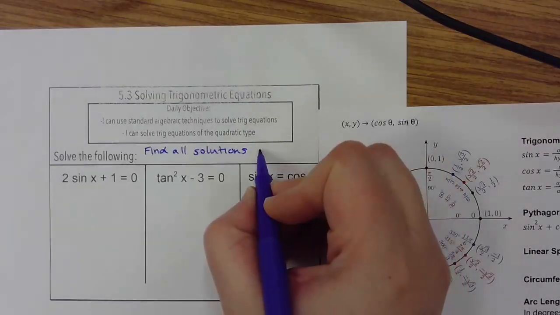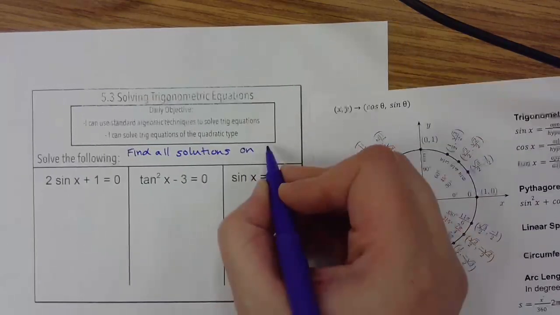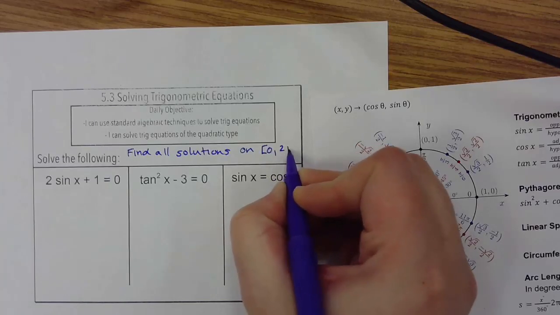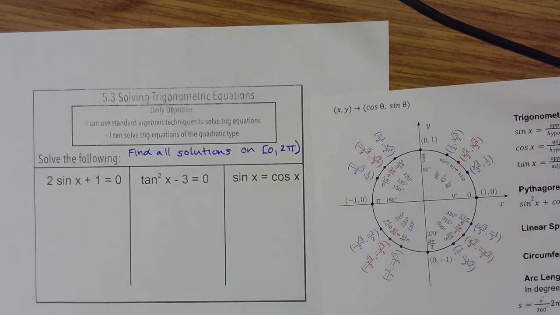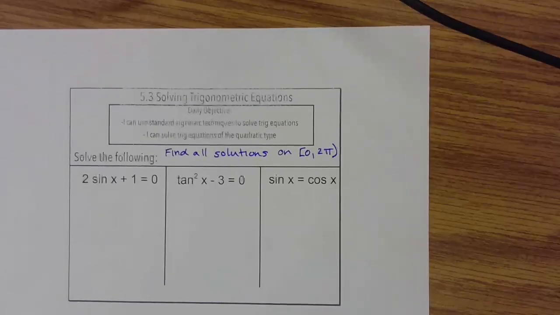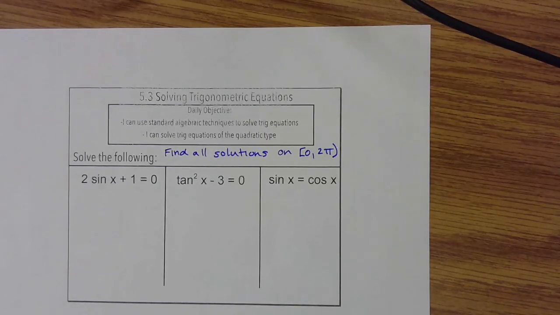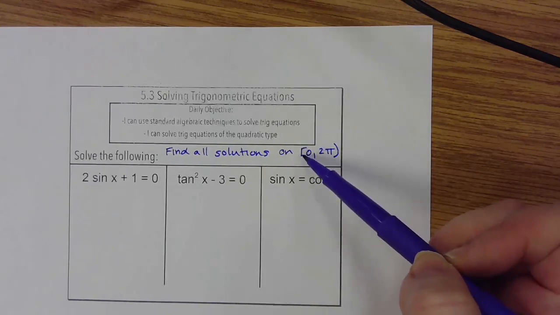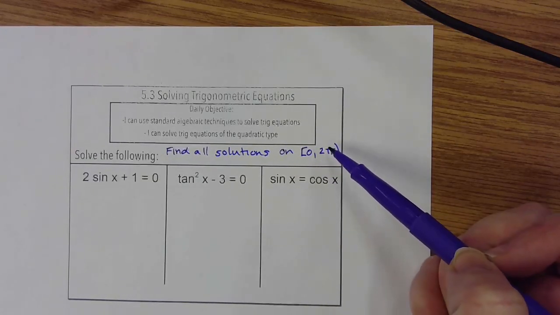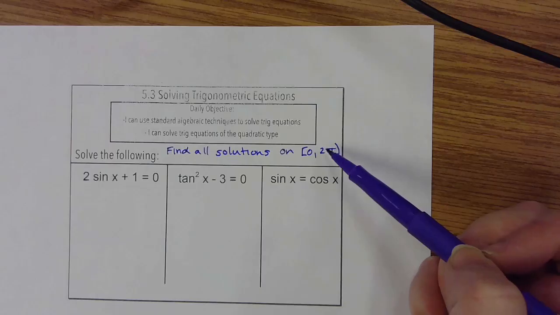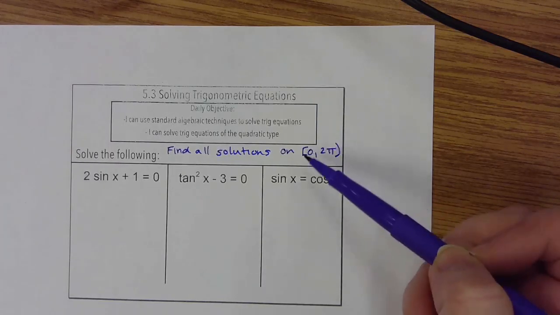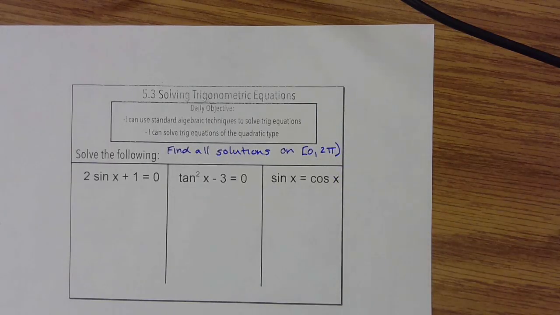on 0 to 2 pi. Now, most of the time, the 0 is included, the 2 pi is not, because you're thinking of it, obviously, 0 and 2 pi are the same location. So normally if the solution is there, you would include the 0 and then not include the 2 pi. So a lot of the times, this is how the question will be asked.